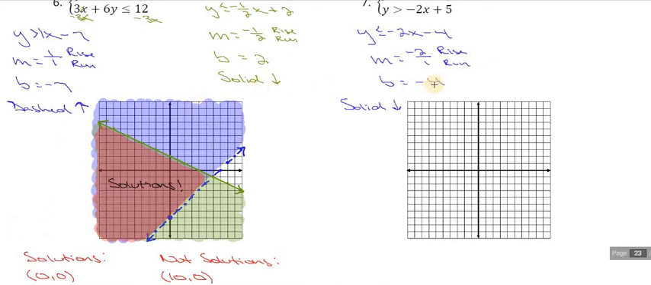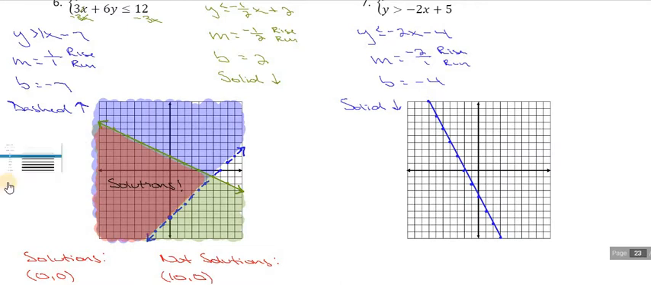So we are going to begin with our b, our y-intercept at negative 4. And we're going to rise negative 2, run 1. So down 2, right 1. Down 2, right 1. You can also go up 2, left 1. Okay, so I like to plot as many points as I can. And we will graph with a solid line because of the or equal to. So here comes the solid line.